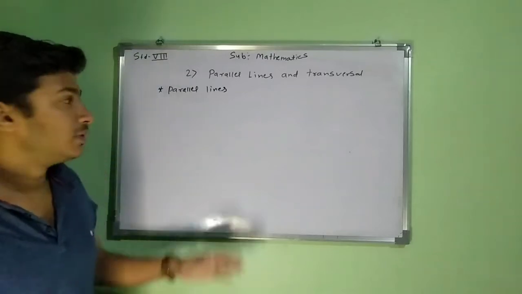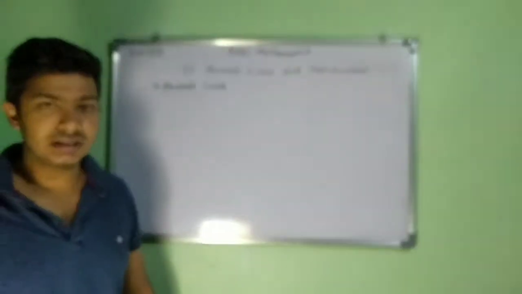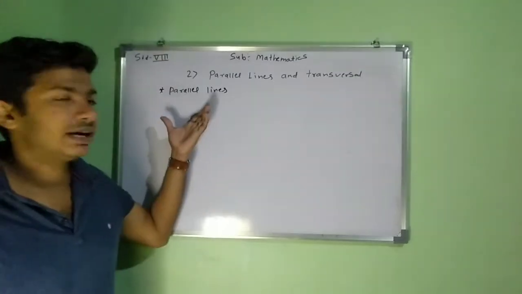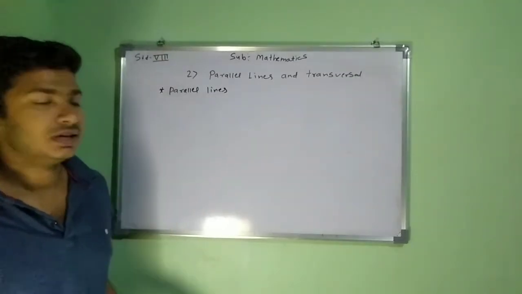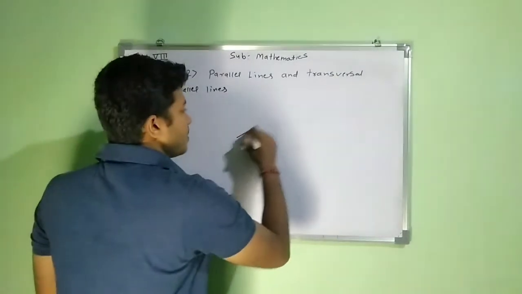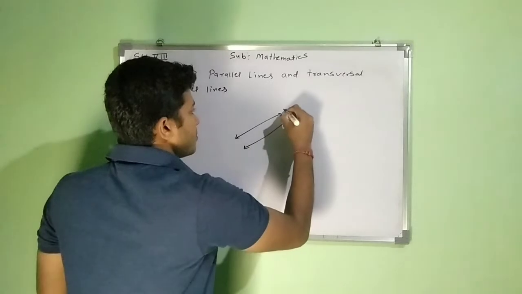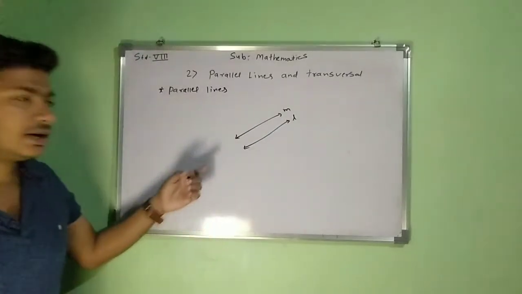Students, today we will see chapter number 2, which is parallel lines and transversals. The first topic is parallel lines. Here we will see the definition of a parallel line. Now look at the diagram.